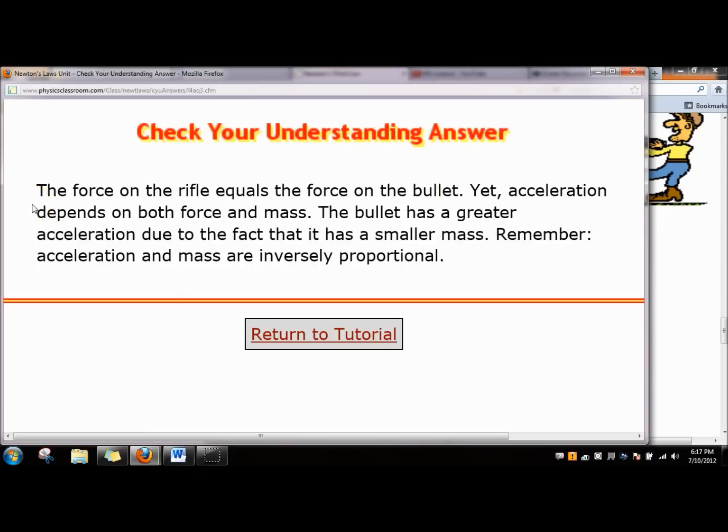Well, the force on the rifle equals the force on the bullet. Yet, acceleration depends on both force and mass. The bullet has a greater acceleration due to the fact that it has a smaller mass. Remember, acceleration and mass are inversely proportional.